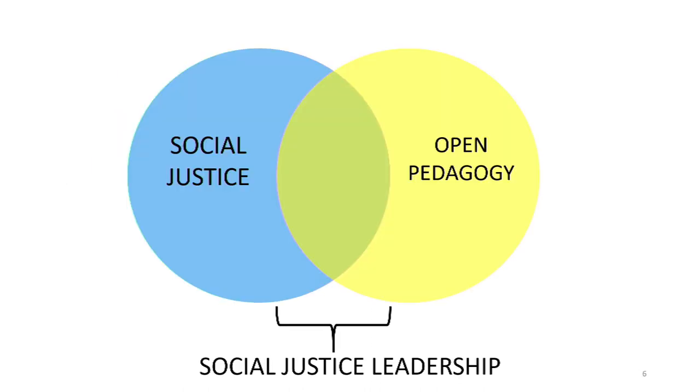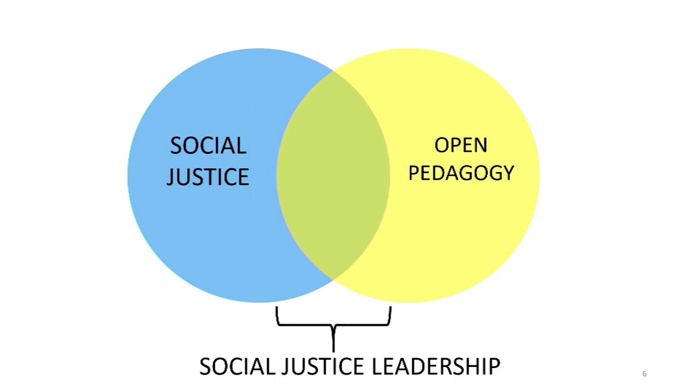So it's often assumed that open education, by virtue of improving access to education, automatically supports social justice, but this is not the case. And online learning is frequently thought to improve students' access to education, but the online environment can, in fact, be a site of social injustice for historically marginalized students. So as a result, using open pedagogy in an online course to support social justice requires intentionality on the part of the instructor. And I argue that social justice leadership is what makes this intentionality possible.